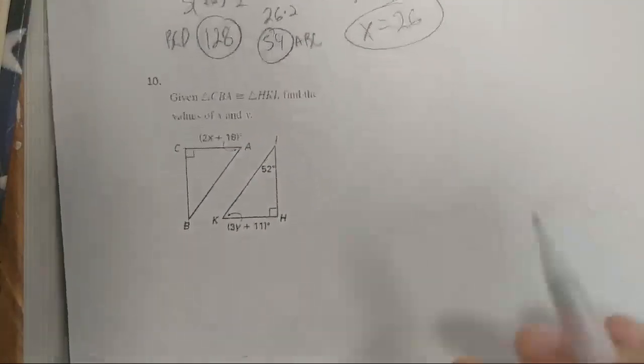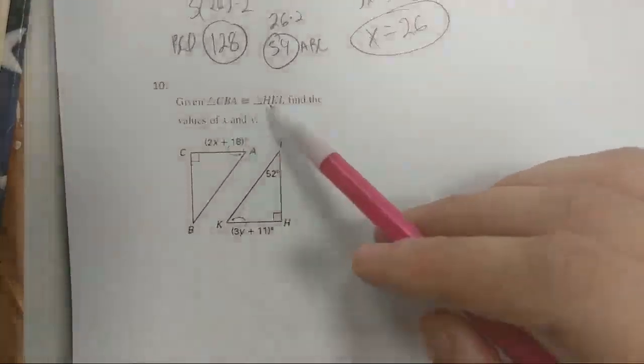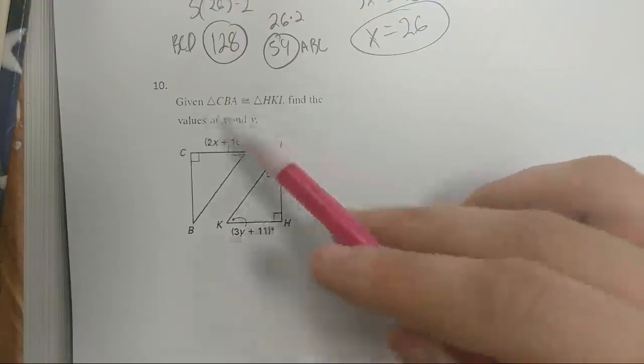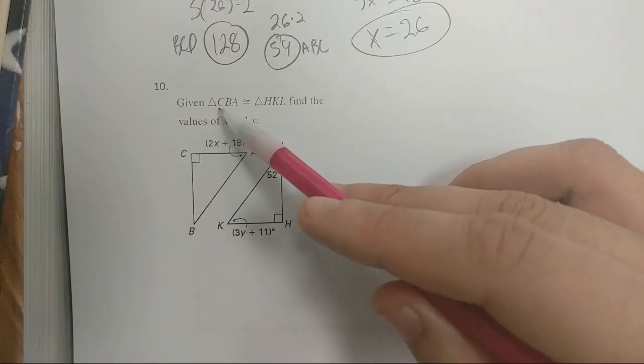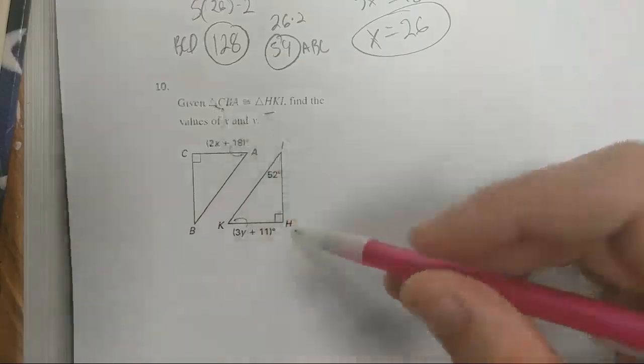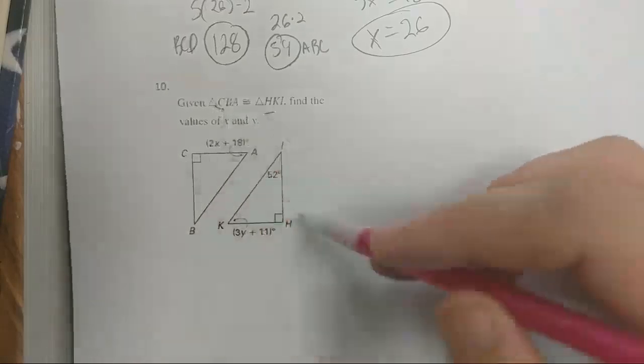Okay. This one, CBA equals HKI. We have to make sure the letters match. Hey, these are right angles, though, so that makes our life easier. So does C go with H? C goes with H, that makes sense. Does B go with K? B goes with K, so we don't know what B is. And we know A goes with I. I know what I is at least, so I'm going to do 52 degrees.